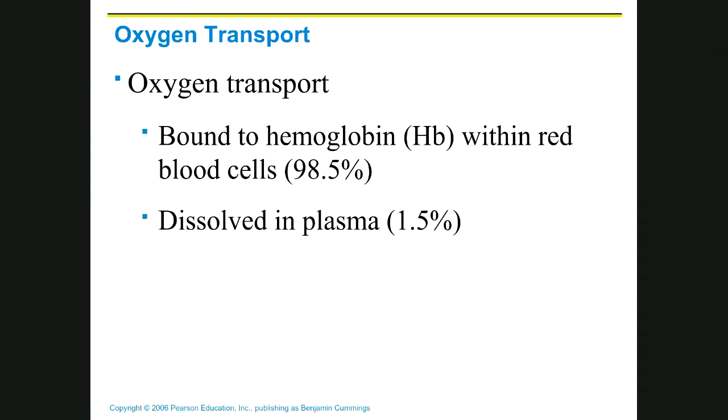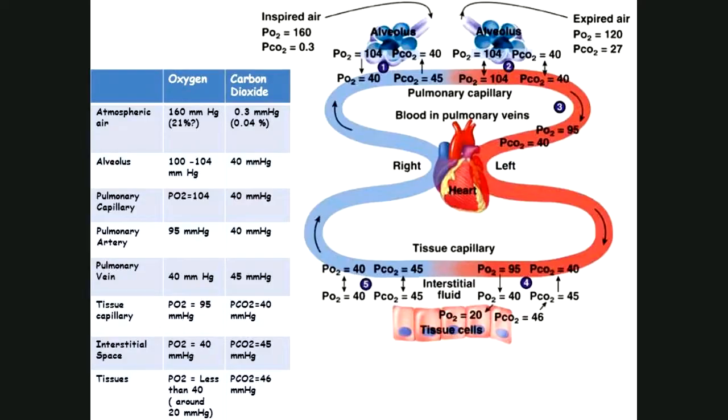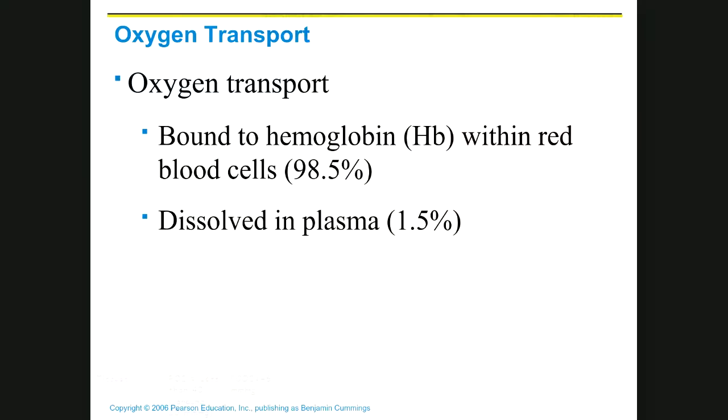But somehow or another, we have to get that oxygen from the lungs to the tissues. We have to get the carbon dioxide from the tissues to the lungs. So we have to transport these gases. And so last time we were only able to cover oxygen transport. So let's look at it.